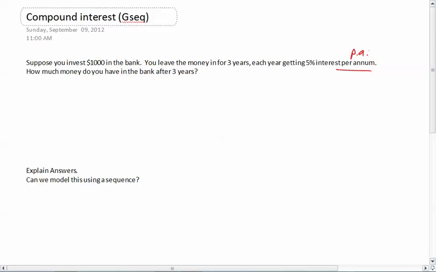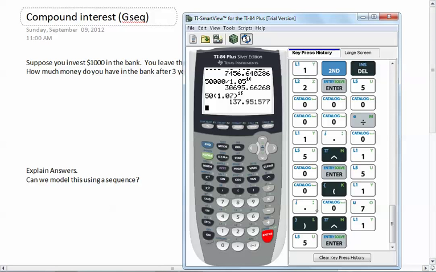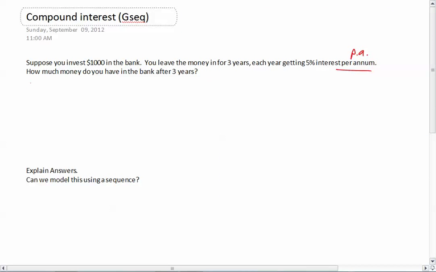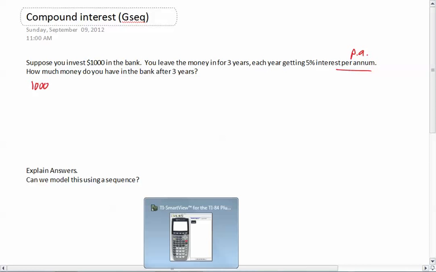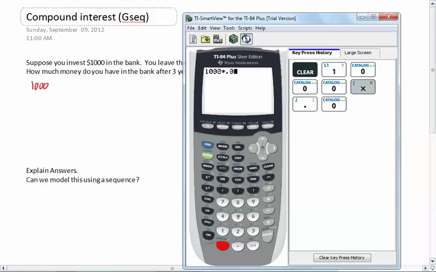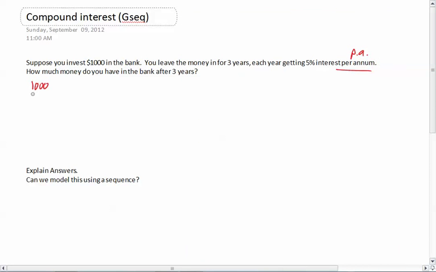Now, we could do this, of course, in the obvious way. We could just start with $1,000, and then I need to get 5%. So I'm going to take my $1,000 and multiply by 0.05, which would be 50, and then I'll add that onto the 1,000, meaning that I now have $1,050. Then we could go on to the second year.